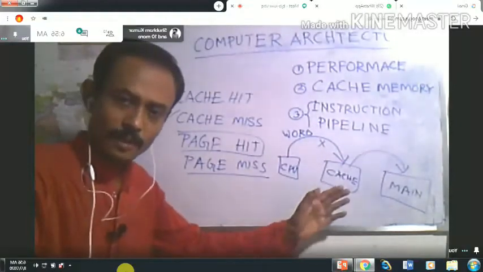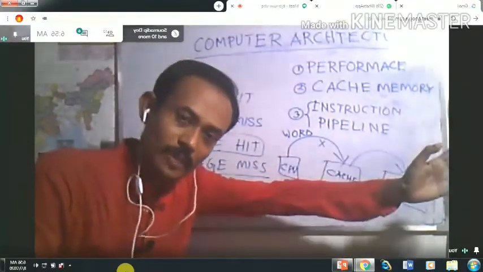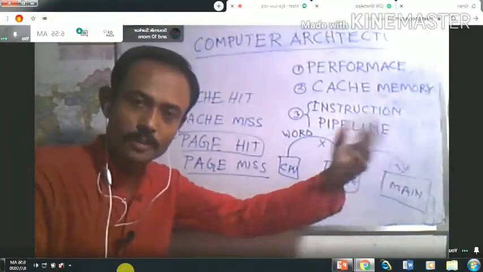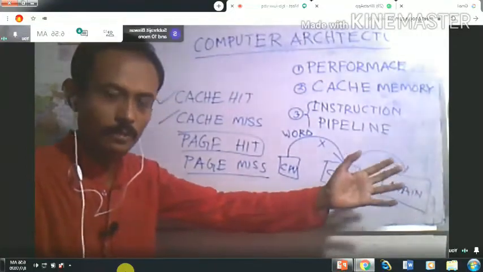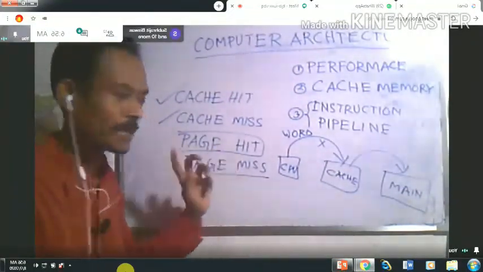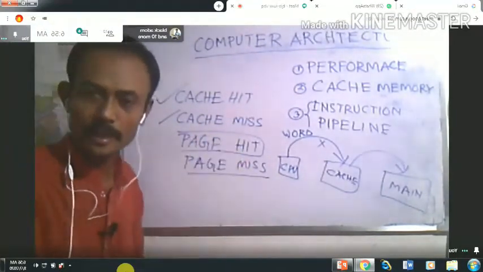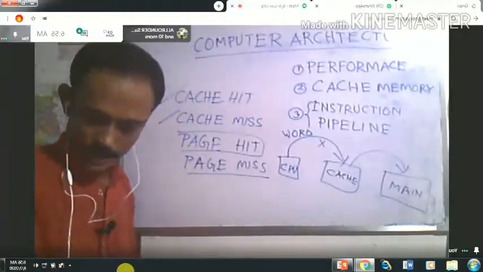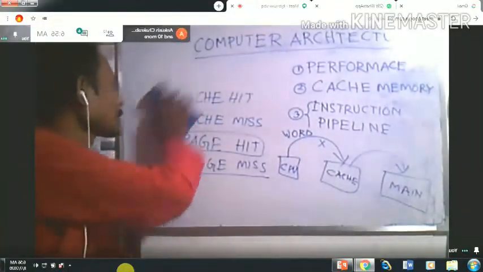Because if that word is not present in the main memory, that means that word will be present in the auxiliary memory. That means the concept of virtual memory comes in at that position. So that is called the cache miss, page miss and page hit. These are four important terminologies associated with the cache memory. Clear? Next we have to know two other important terminologies related to the cache memory.